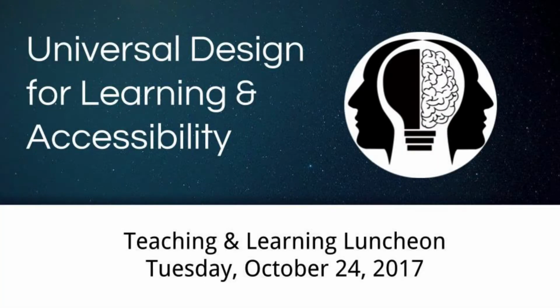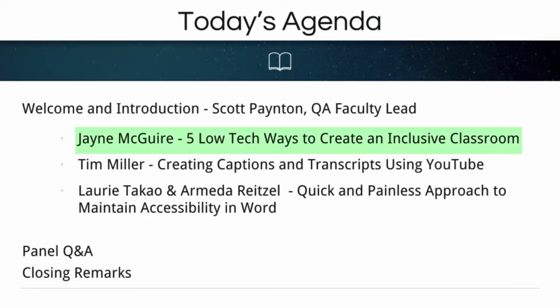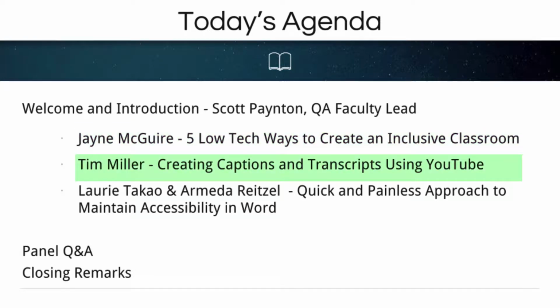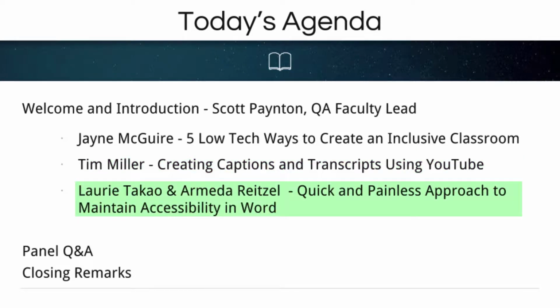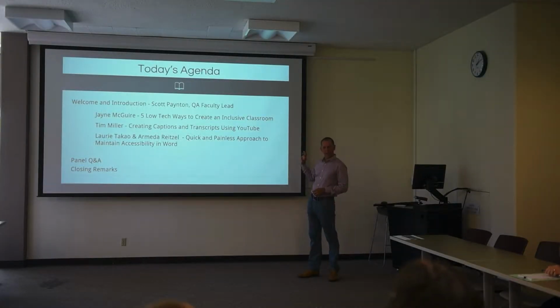So today's topic is universal design for learning and accessibility. And so we want to go over briefly what that means and give you some examples before we have our presenters. And so today we're privileged to have Jay McGuire presenting. Tim Miller is also presenting. And then Lori Takal and Rita Reichel are doing quick and painless. And I like the easy and low tech and quick and painless.